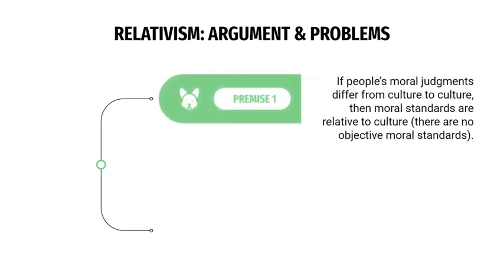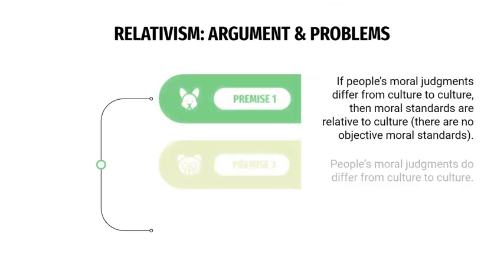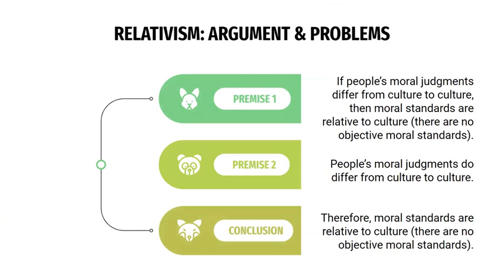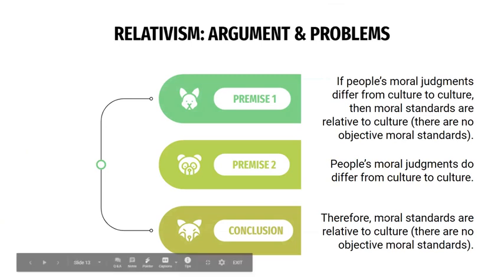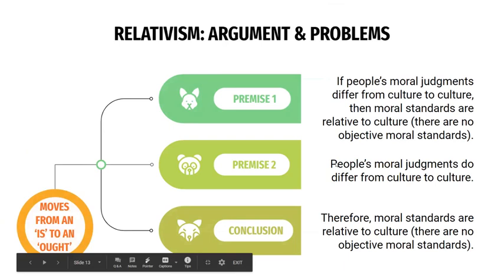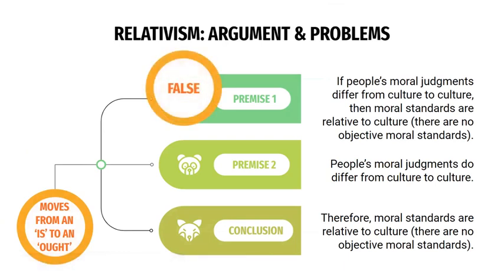Okay, so here's an argument concerning relativism. If people's moral judgments differ from culture to culture, then moral standards are relative to culture. People's moral judgments do differ from culture to culture, therefore moral standards are relative to culture. In other words, there are no objective moral standards. This is, I think, the most common form of relativism that we see.